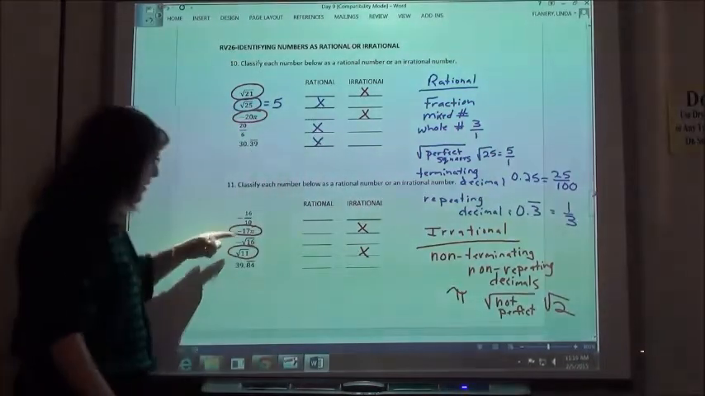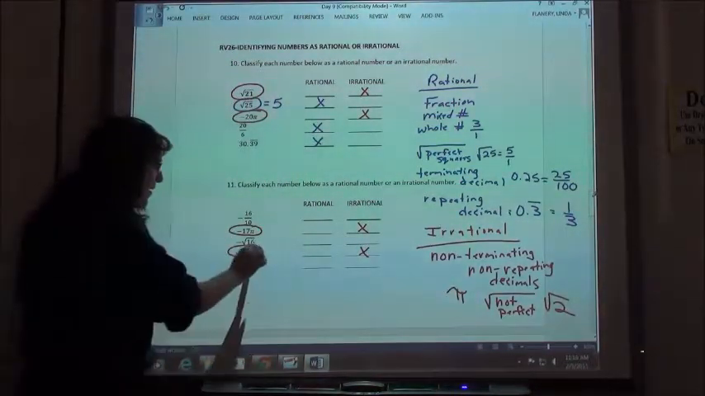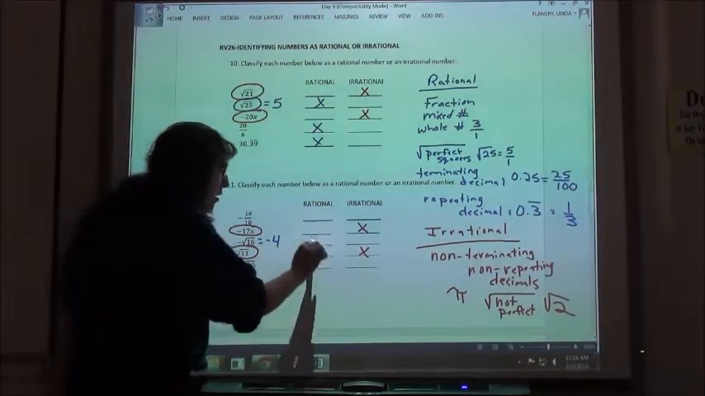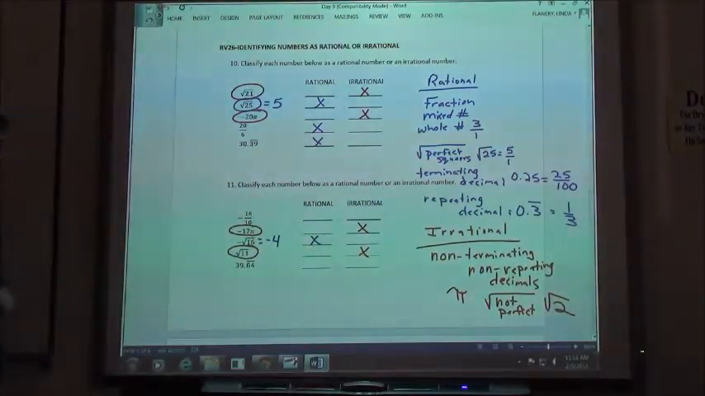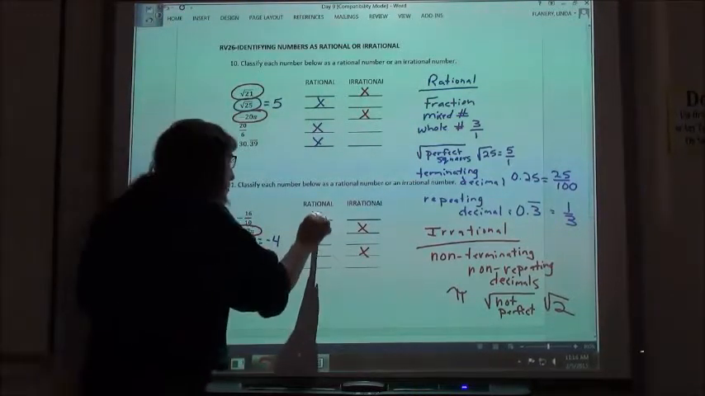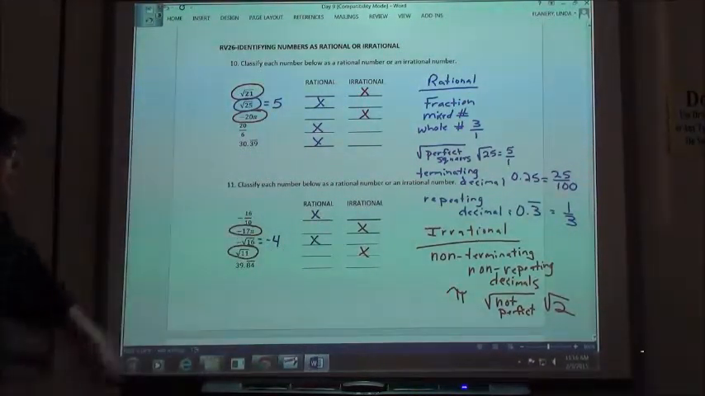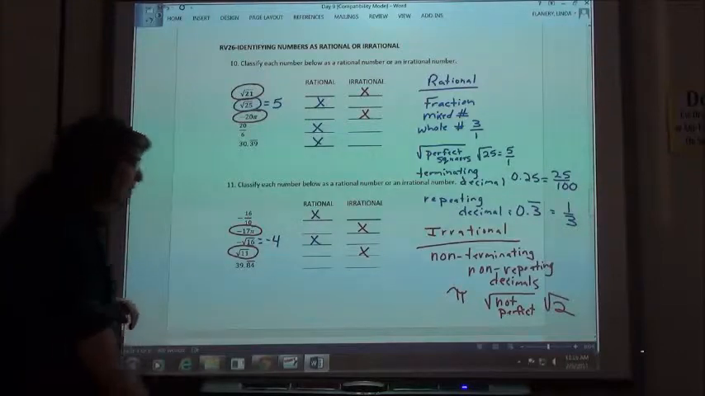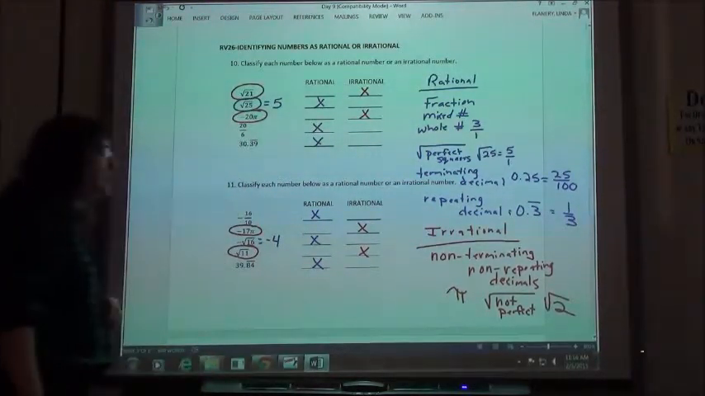The rest, here's my square root that is a perfect square. I would get -4, which is a nice whole number. This one's a fraction. We know all fractions are rational because that's what a rational number is. And then we have, again, a repeating decimal. Repeating decimals are rational.